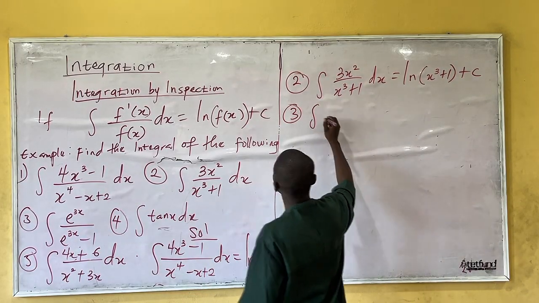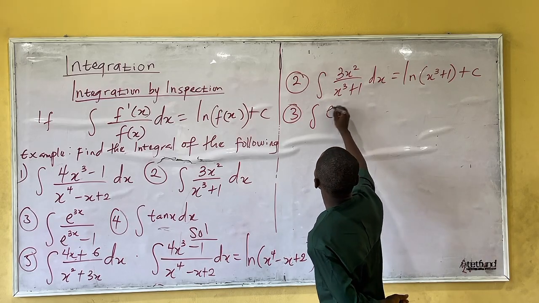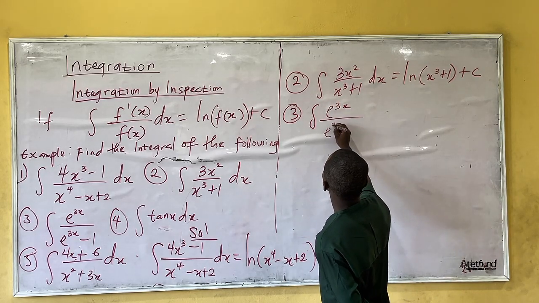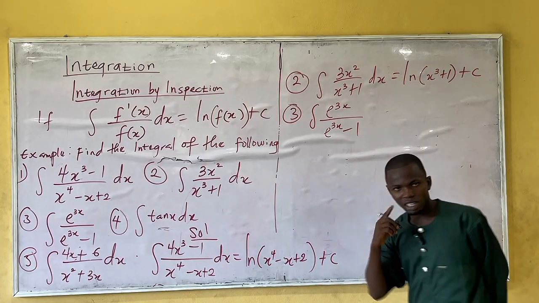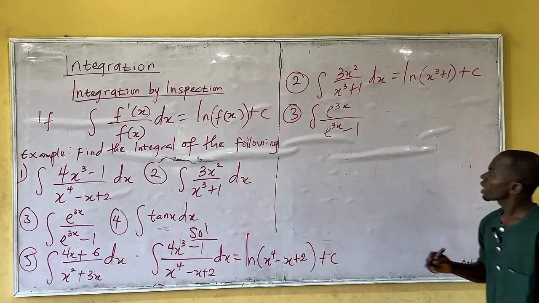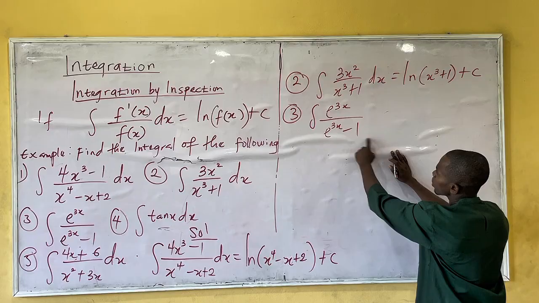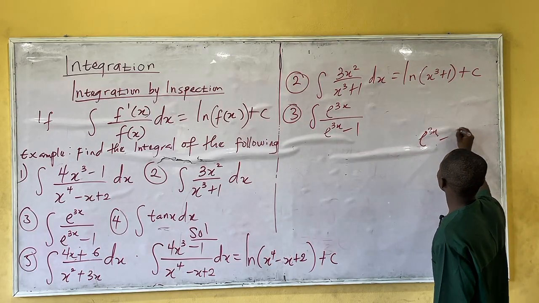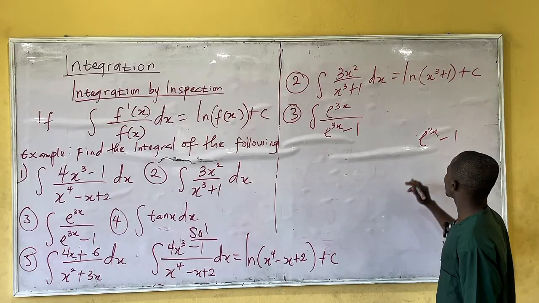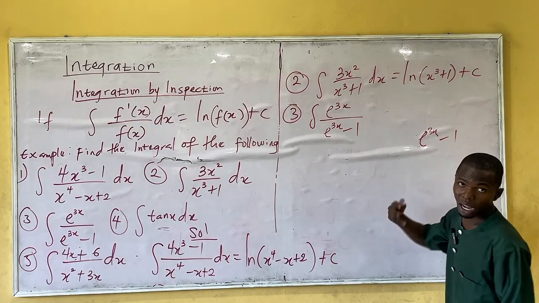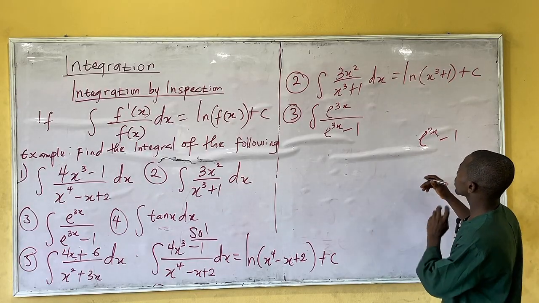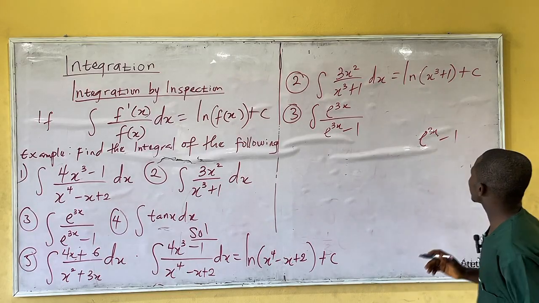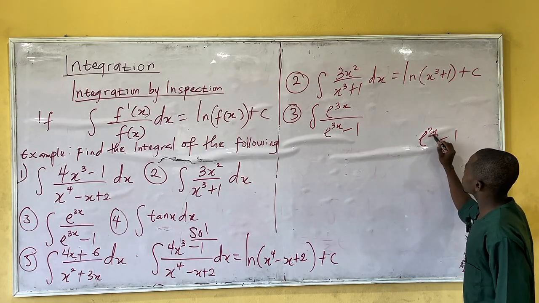We are given the integral of exponential of 3x over exponential of 3x minus 1. Now let's see what will happen. If I differentiate the denominator, exponential of 3x minus 1, dy dx, it will give me what? This one is a composite function. The shortcut is, if I differentiate 3x, it will give me 3.